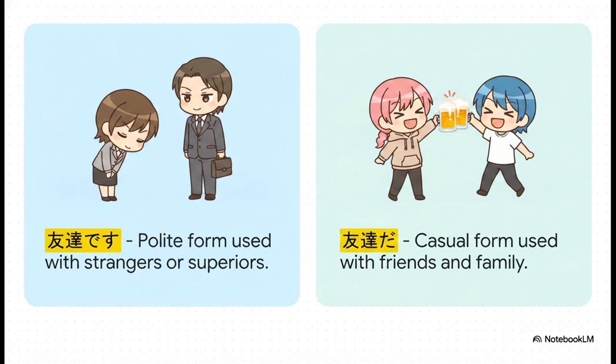Using "tomodachi desu" with the polite "desu" is meant for strangers or superiors to show respect. But swap that out for the casual "da," giving us "tomodachi da," and you instantly shift the relationship dynamic. Swapping that polite ending for the casual one tells the listener, hey, we're close enough to speak casually.